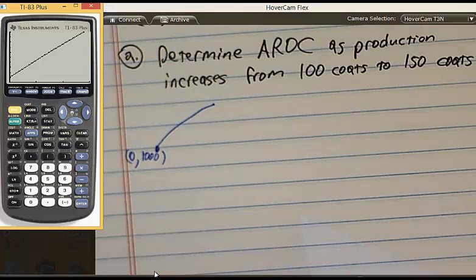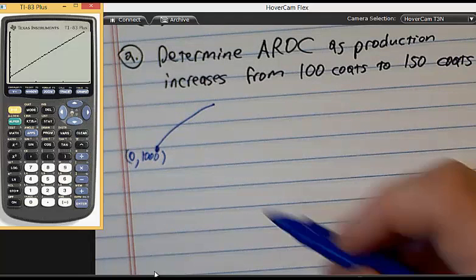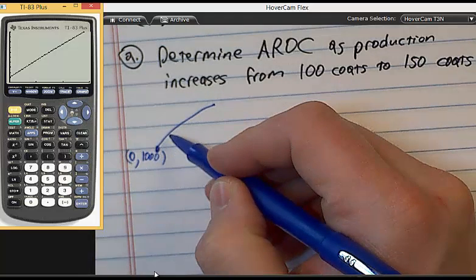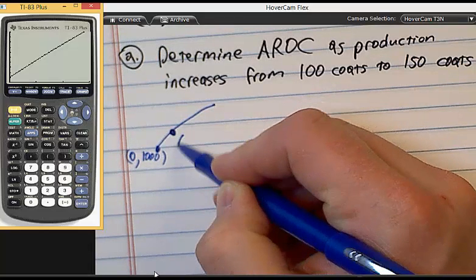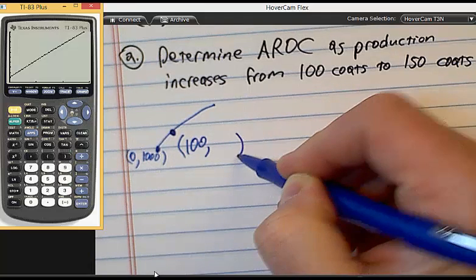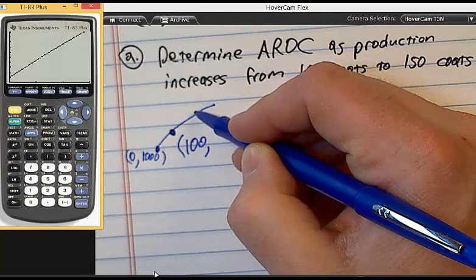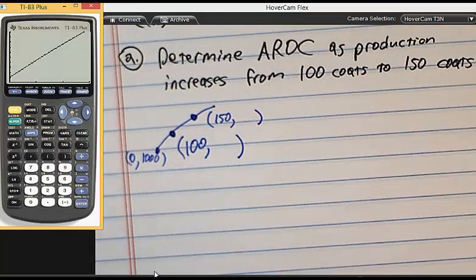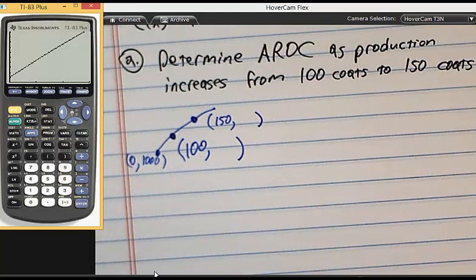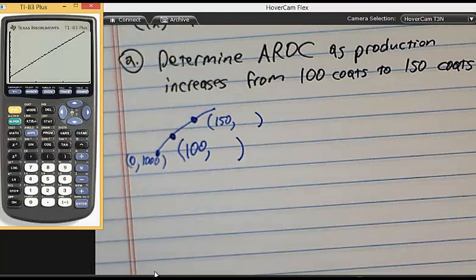Okay. So, what happens? We're supposed to figure out basically what happens when I make 100 coats, 100 comma whatever. And then I'm going to want to know what happens when I make 150 coats. How much does that cost? And then I'll use those values, right? So I better determine this. Let's see. I would compute C of 100.